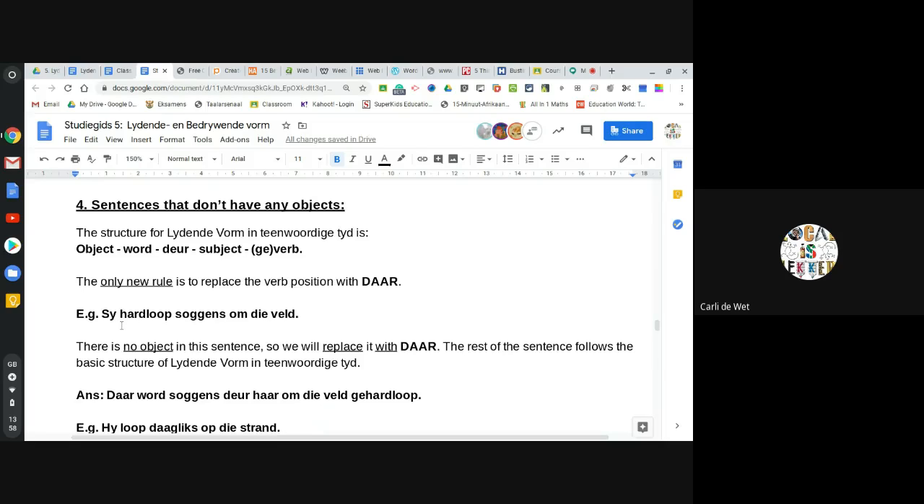I'm going to change this example because this is not a very nice example. Maar sy hardloop soggens om die veld. She's running around the field in the morning. Jy sal sien dat hier is nie 'n object in hierdie sin nie. So. Nou gaan ek sê in die plek van die object gaan ek sê daar.